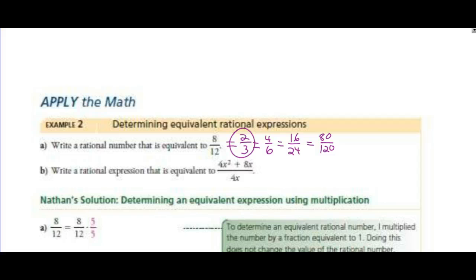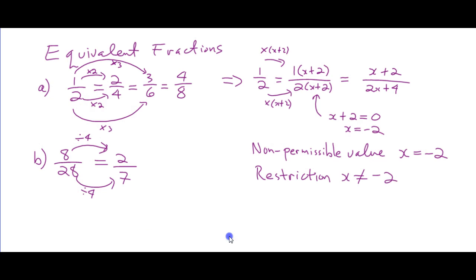So this one, write a rational expression that's equivalent to 4x squared plus 8x over 4x. Now, if you want simplest form, then what you have to do is factor the numerator, and if possible, factor the denominator, right? So step one in getting a simplest form is to factor numerator and denominator. So the common factor is 4x.